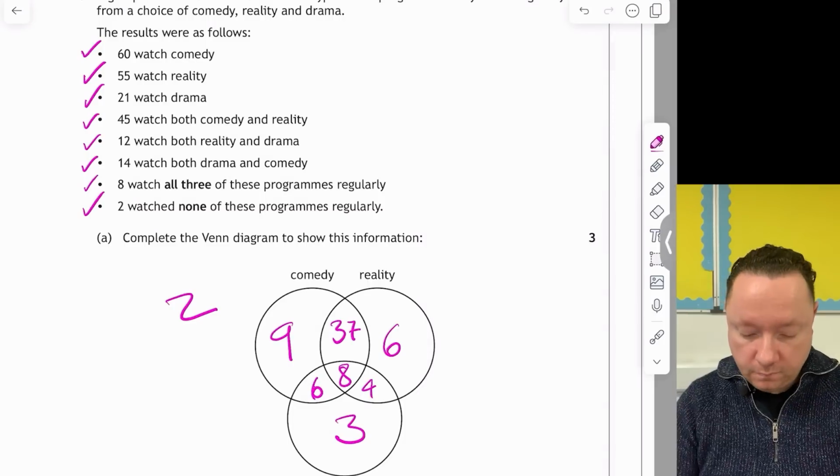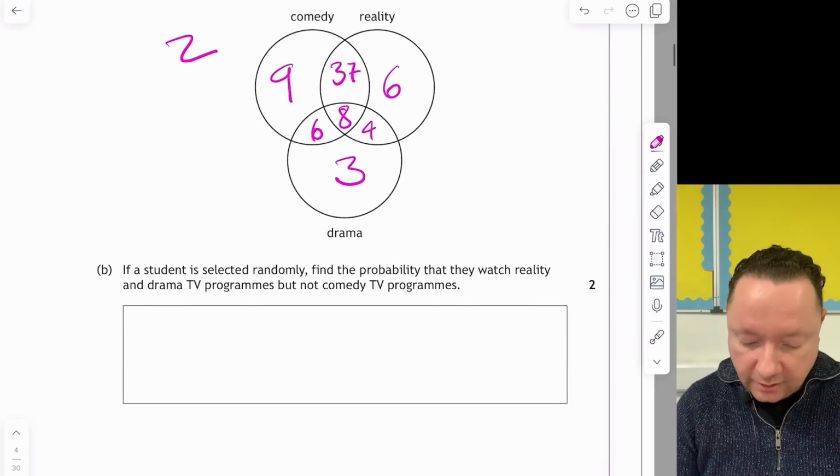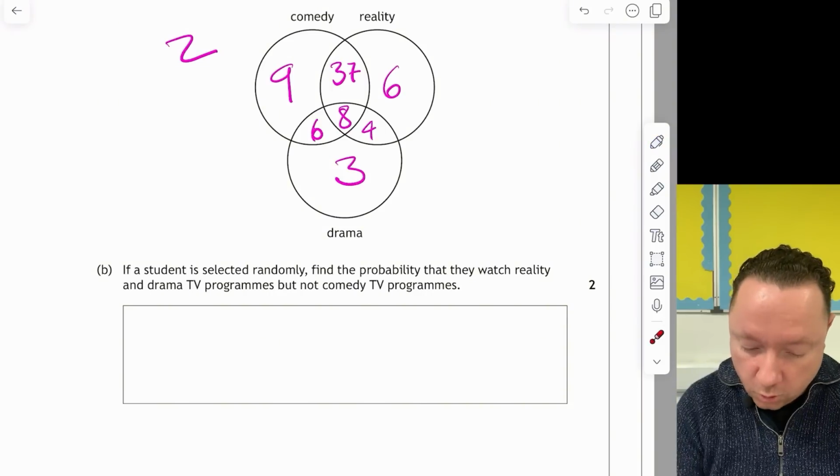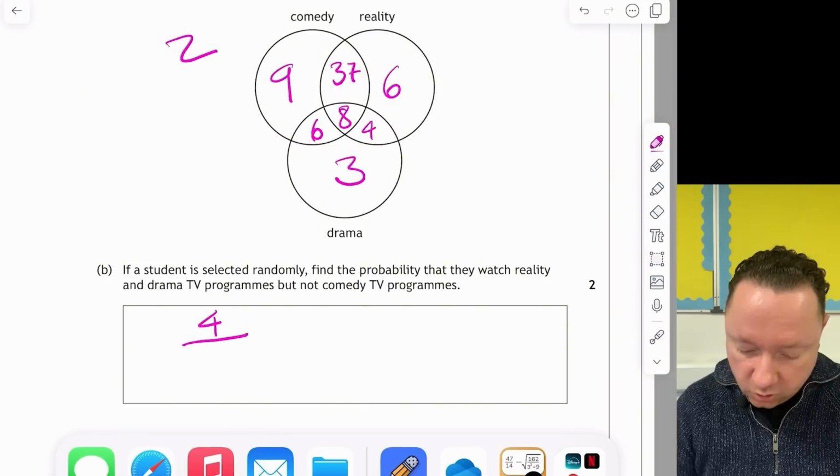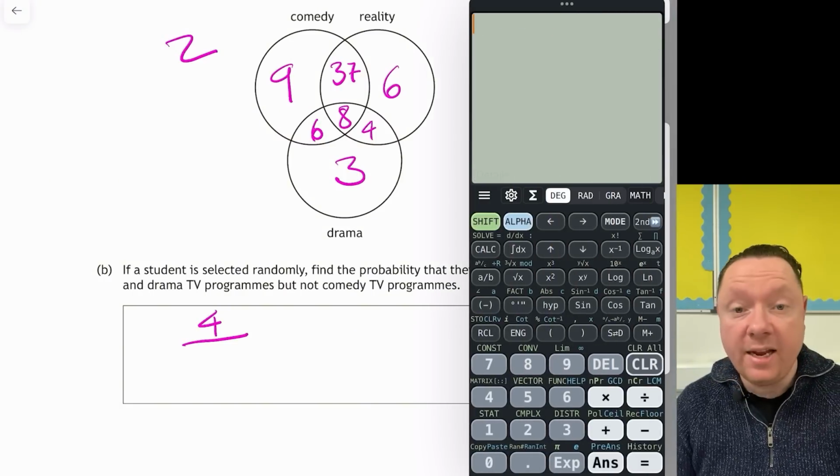And we're done there. Part B, if a student is selected randomly, find the probability they watch reality and drama TV programs, but not comedy. So we only watch reality and drama, so that's 4 students. So it's 4 out of the total. So how do I find my total? I just add up all the numbers in my Venn diagram.